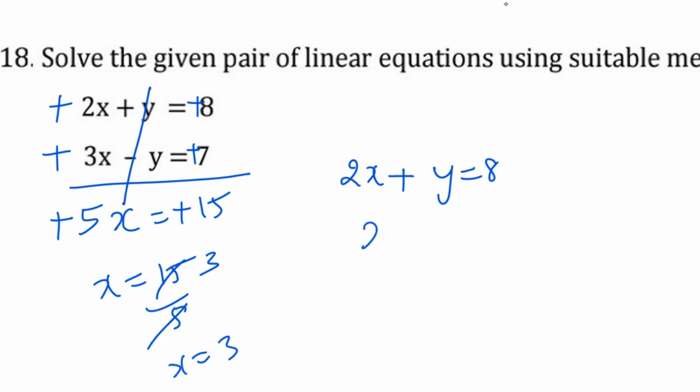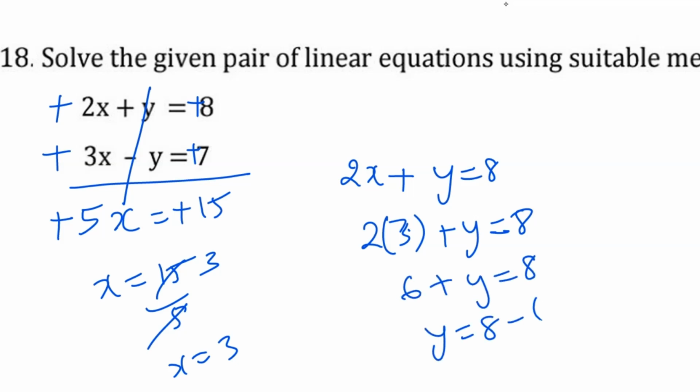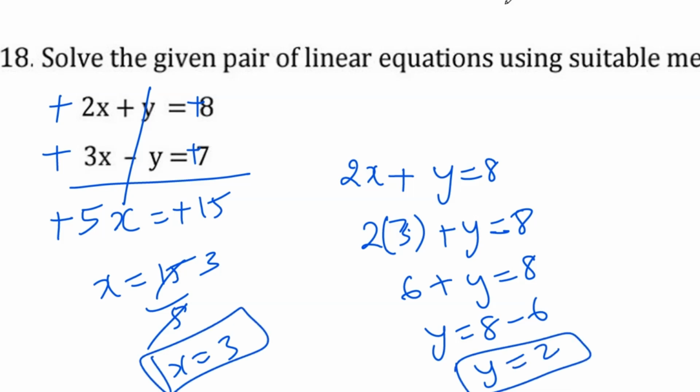Now substitute the x value here: 2 into 3 plus y equals 8. Then 2 threes are 6 plus y equals 8. So y will be 8 minus 6. So y will be 2. So x is 3 and y is 2 for the given equations.